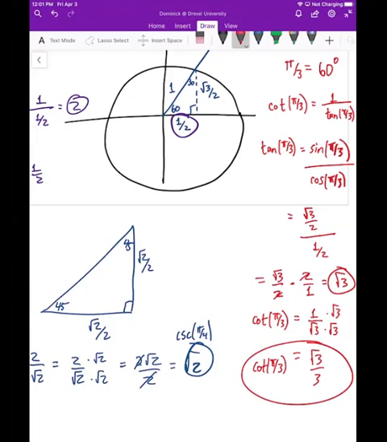Okay, so that's how we can evaluate some of these other trig functions, right? We just use their relationships and we basically find everything in terms of sine and cosine.